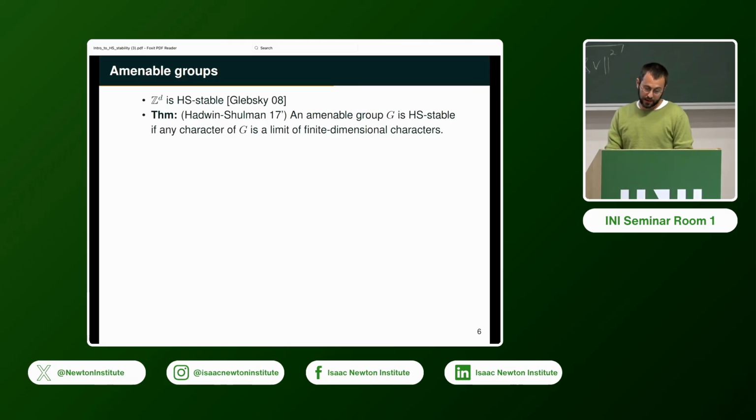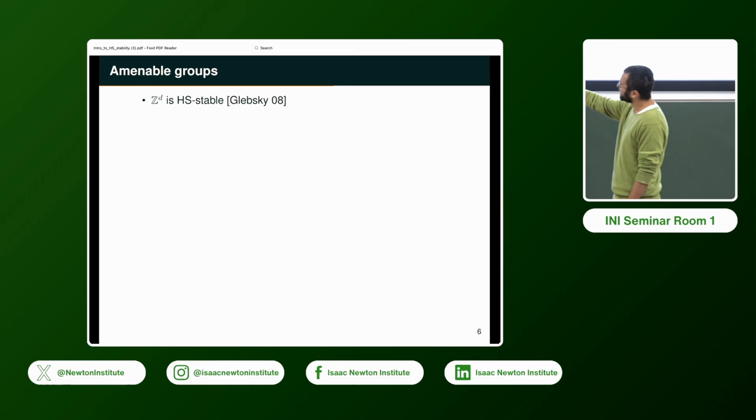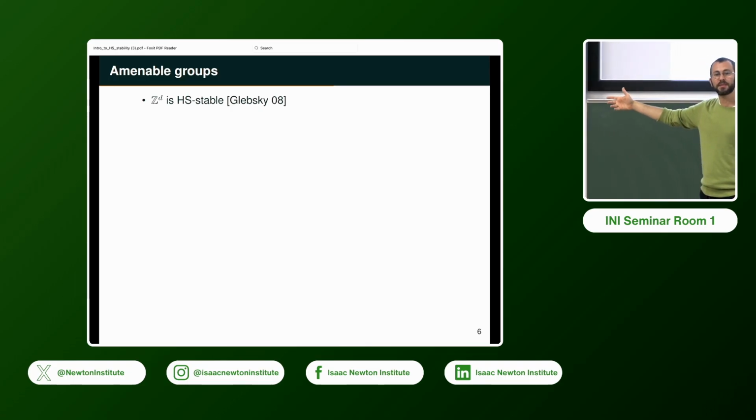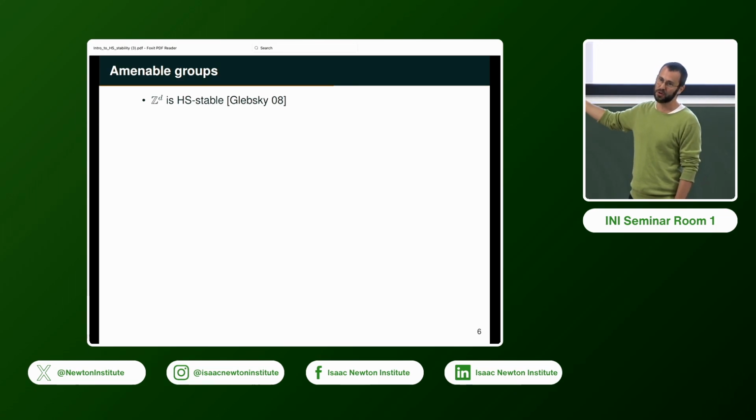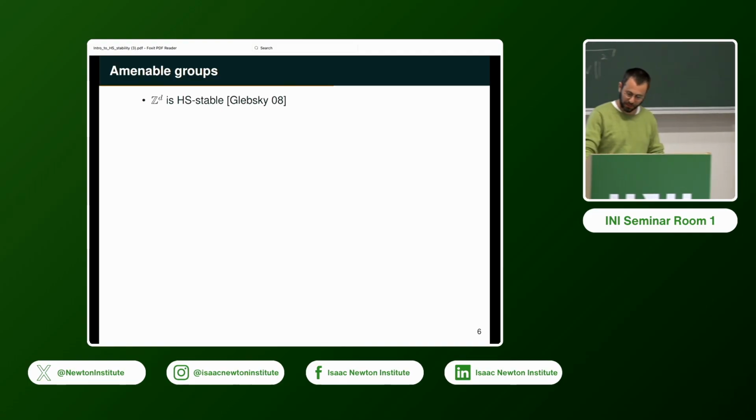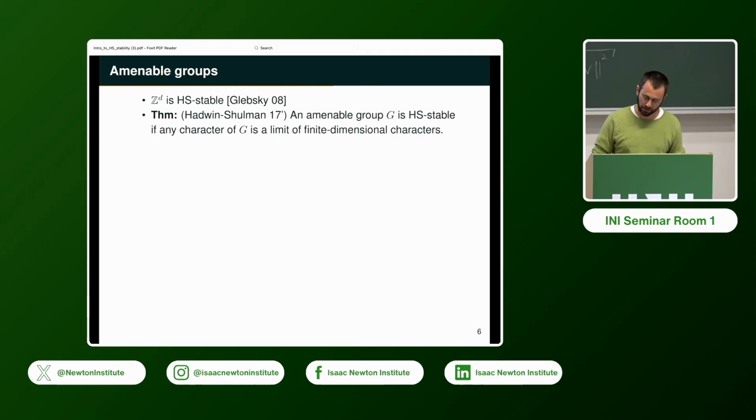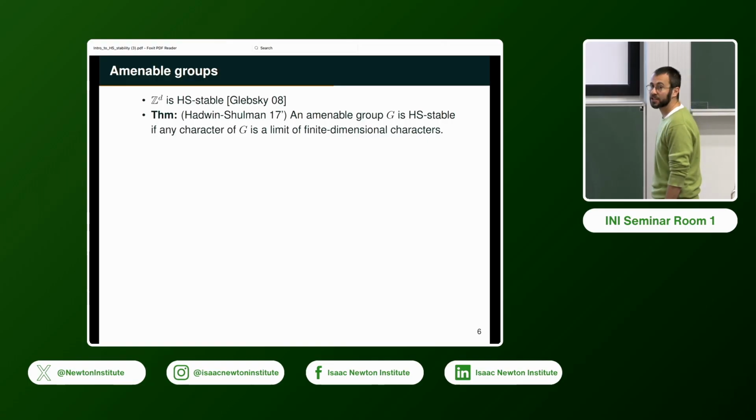Right before that, just to say that maybe this example was quite easy to show, but once you take general matrices, Glebsky's work is not extremely hard, but it's not a trivial fact to show that when you have two commuting matrices, you can correct them. And therefore, this is what makes the following theorem by Hadwin and Schulman so powerful. It says the following, and it's only for amenable groups: an amenable group is Hilbert-Schmidt stable if and only if any character of G is a limit of finite dimensional characters.